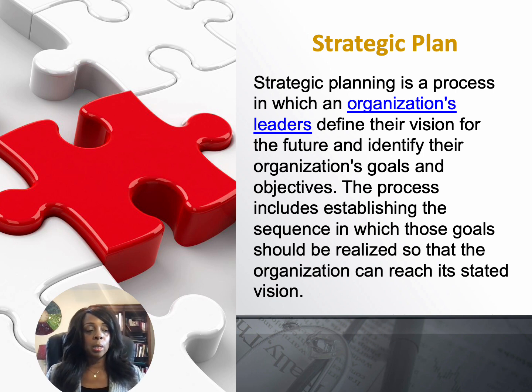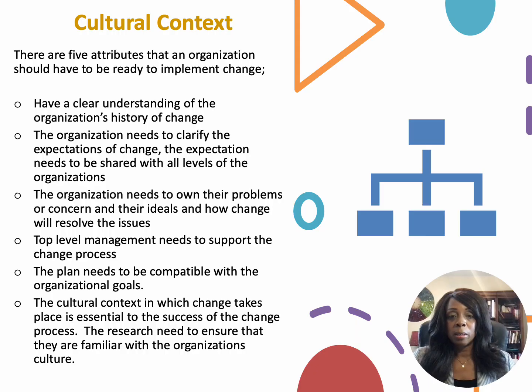So to do that, we've got to get to the place of developing a strategic plan. The strategic plan is a process in which an organization's leader defines their vision for the future and identifies their organization's goals and objectives. The process includes a sequence of goals that we identify, and as we mentioned briefly, how do we meet those goals, and do those goals align with the vision of the organization.